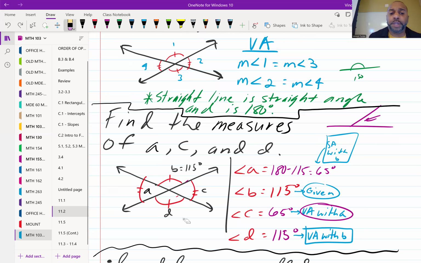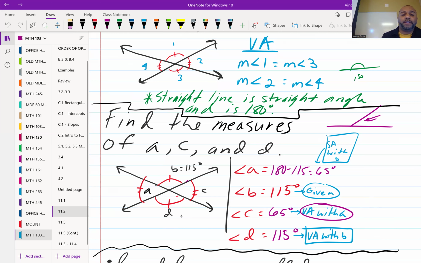So the one that's given is B. B is 115. In all of these, they have to give you at least one piece for you to be able to solve and move forward. So if B is 115, B as in boy, that means D as in dog is 115 as well, because vertical angles are opposite of each other. That's why over here I give you little notes as to why we came up with those numbers. So you know what B is because it was given, and you know what D is now because it's a vertical angle with B. It doesn't matter which one you find next, whether it be A or C.